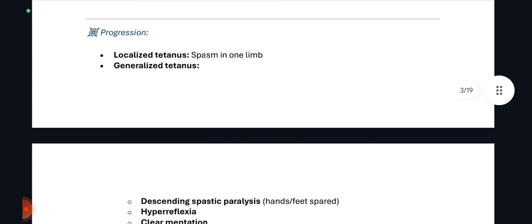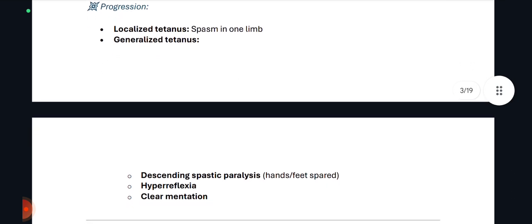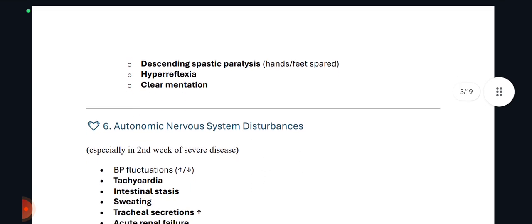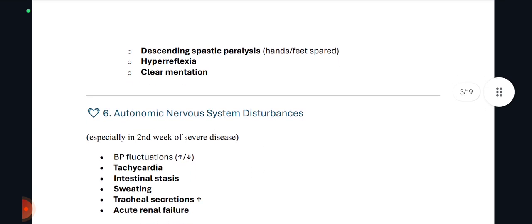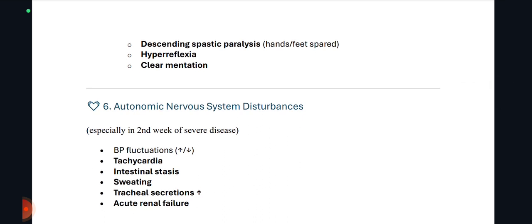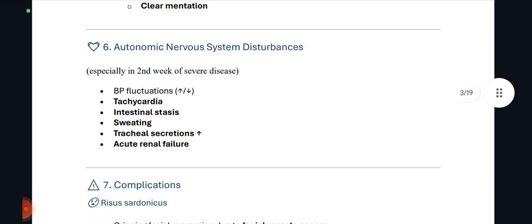Now the progression: there is localized tetanus, spasm in one limb, then it becomes generalized as descending spastic paralysis, in which hands and feet are spared while all the other parts of the body are involved. There is hyperreflexia and clear mentation. There is no altered mental state.